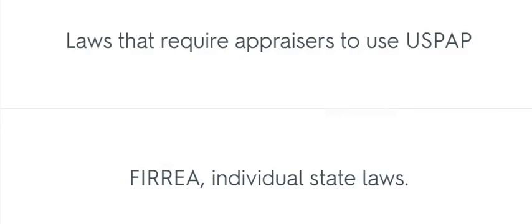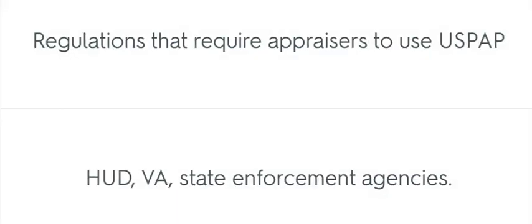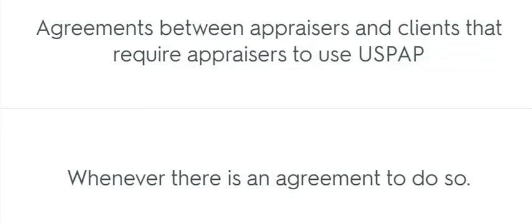Laws that require appraisers to use USPAP: FIRREA, individual state laws. Regulations that require appraisers to use USPAP: HUD, VA, state enforcement agencies. Agreements between appraisers and clients that require appraisers to use USPAP: whenever there is an agreement to do so.